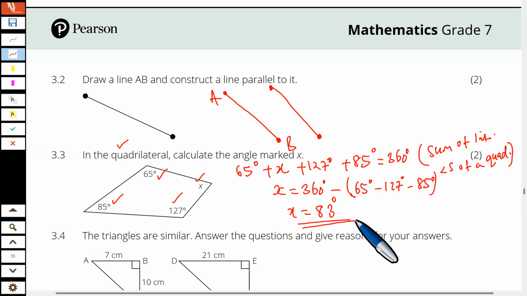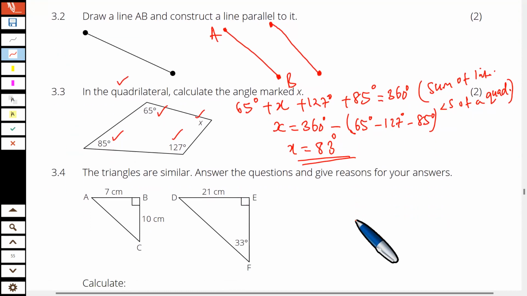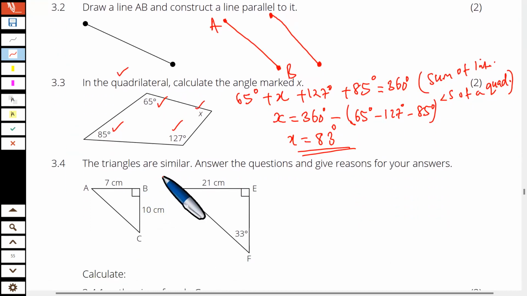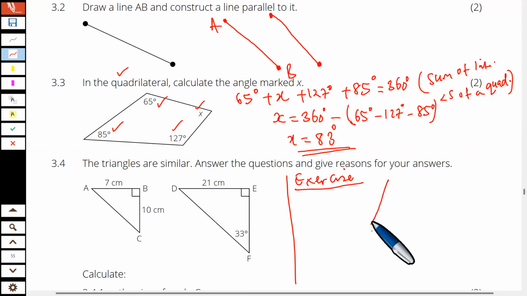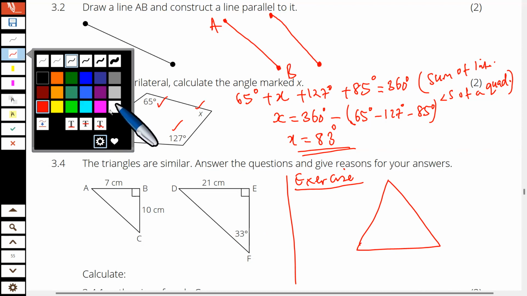Right. Next one, we are looking at 3.4. The triangles are similar. Answer the questions and give reasons for your answers. Right, so I can give a small exercise here for 3.3. Here is an exercise for 3.3. You have a triangle like this, and then we put into the triangle a couple of angles like these.